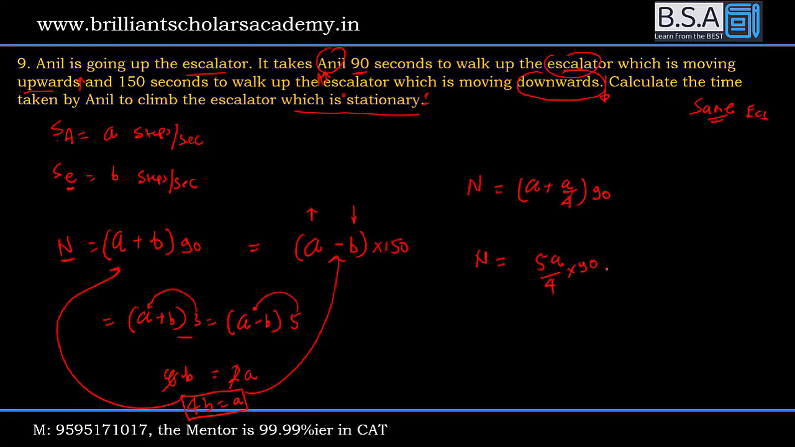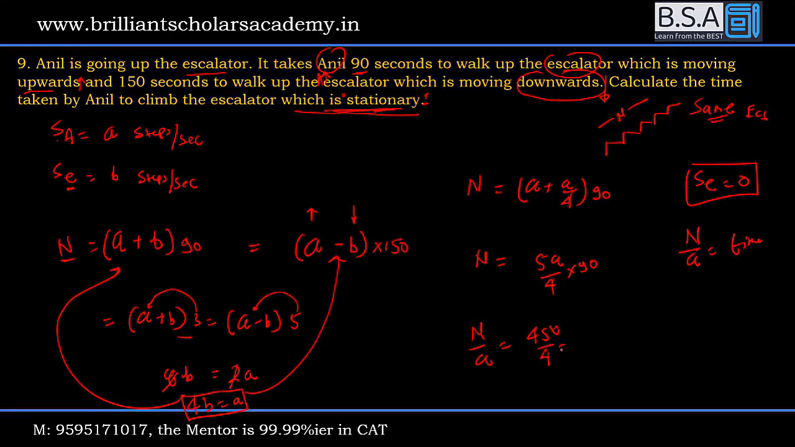What is your job? You want to find out when it is stationary. When the escalator is stationary, the speed will be considered 0. So let us say there are N number of steps. Who is trying to climb? Anil. So what will matter is the speed of Anil. So distance upon speed is equal to time. So this A I will bring down here. So this is 450 upon 4, which is 112.5 seconds needed for Anil to climb a stopped escalator.